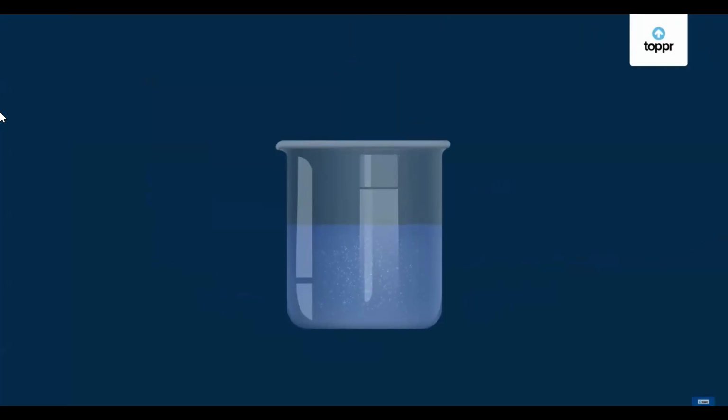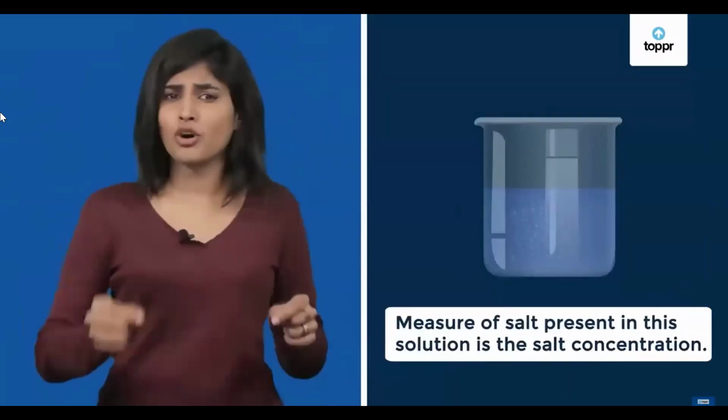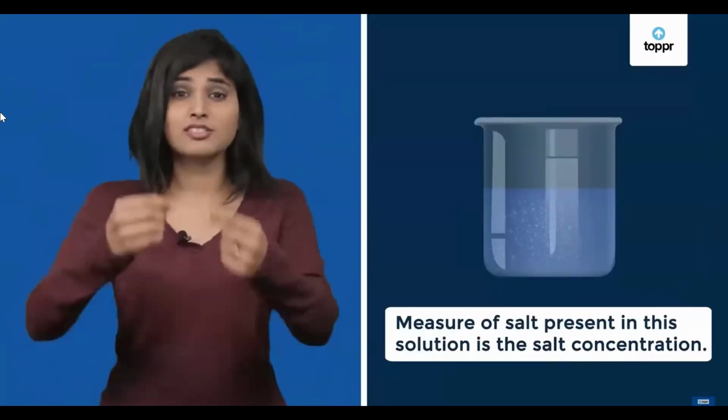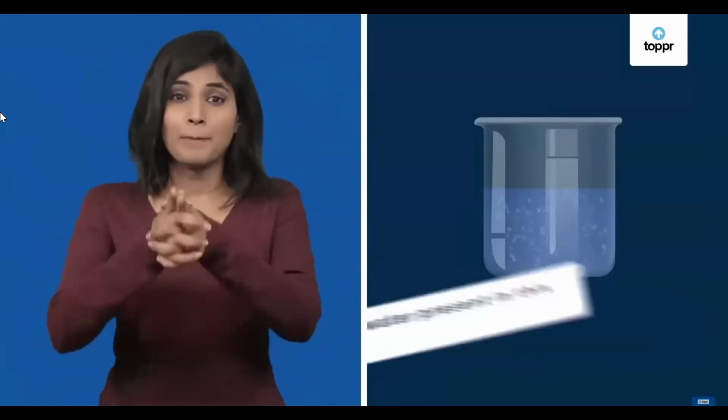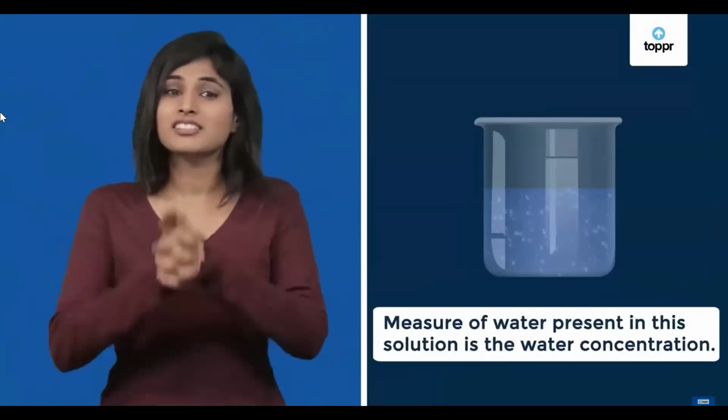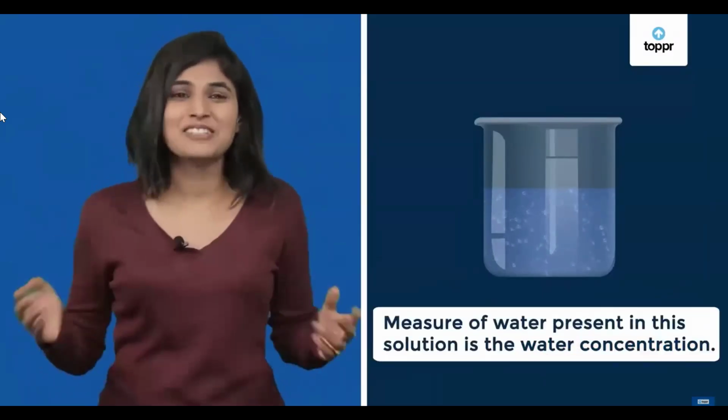Now this here is a solution. There are two substances in this solution. One is the salt and the other is the water. We earlier saw that concentration is the measure of one particular substance that is found in a solution. So the measure of salt present in the solution is the salt concentration, and the measure of the water present in it is the water concentration. As simple as that.